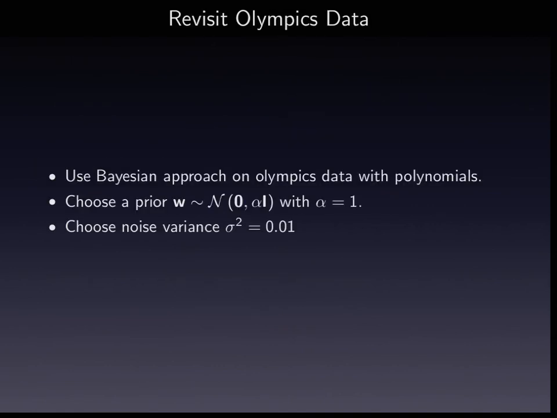So what I want to do now is take that polynomial data, and instead of doing maximum likelihood fits, we're going to do what you do in a Bayesian approach. We choose a prior on W, and I've selected arbitrarily the variance of that prior to be 1. And I've selected the noise variance to be 0.01, which means the standard deviation is 0.1. So a standard deviation of 0.1 for the noise and a variance of 1 for the Gaussian.